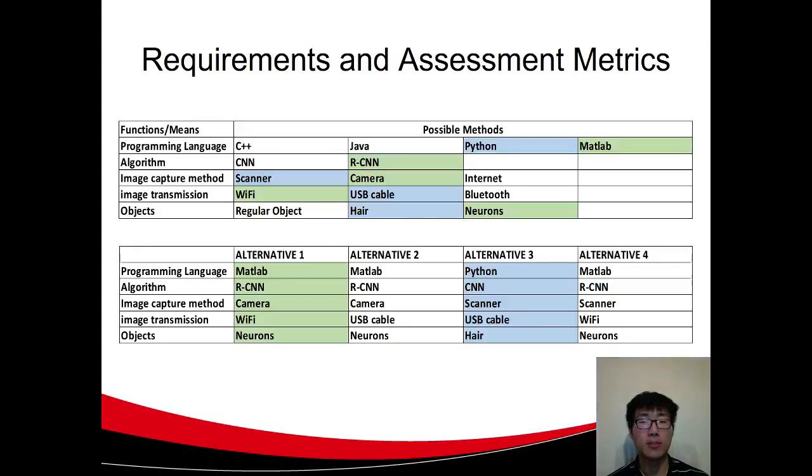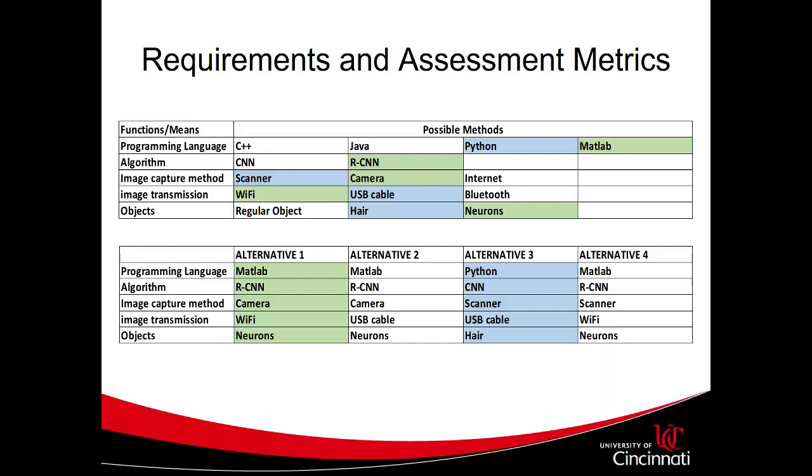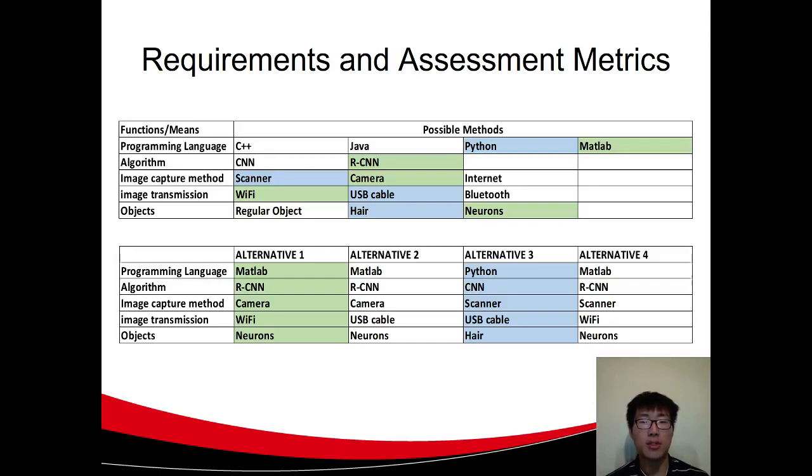Requirements and assessment metrics. The possible programming languages are C++, Java, Python, and MATLAB. For the algorithm, we can use CNN or RCNN. For the image capture method, we can choose scanner, camera, or download from the internet. For image transmission, we can choose Wi-Fi, USB cable, or Bluetooth. The objects which we want to identify are regular shape objects, hair, or neurons.